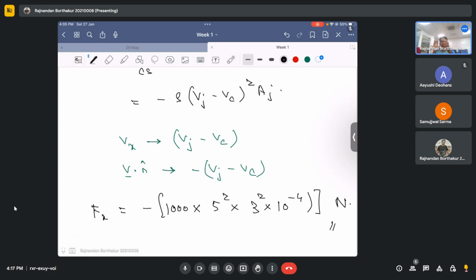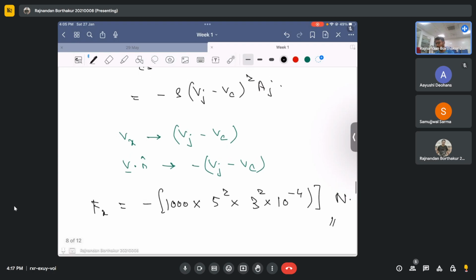However, if we look at it the other way around, that is, what is the force that the water exerts on the control volume, it is nothing but the negative of this Fx, which gives the positive sign, which is basically 1000 into 5 square into 3 square into 10 to the power minus 4. So I hope this is clear.